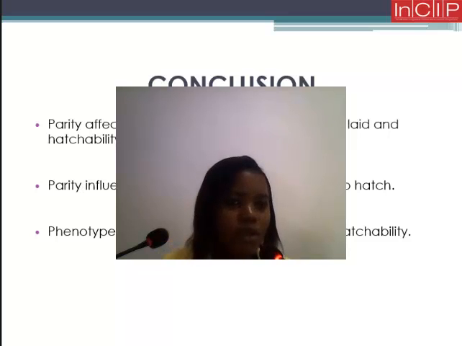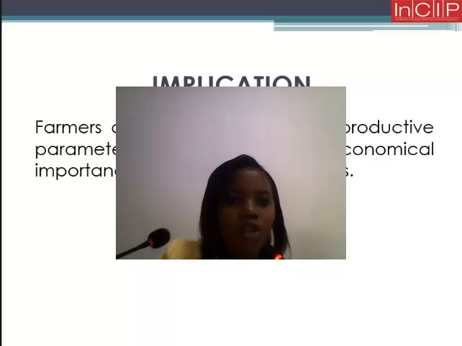So we can conclude that parity affected egg size, but not the number of eggs laid and hatchability. However, parity influenced the probability that an egg would hatch, and phenotype affected the number of eggs laid and hatchability. So farmers can use some of the reproductive parameters to select indigenous chicken of economic importance under village conditions.